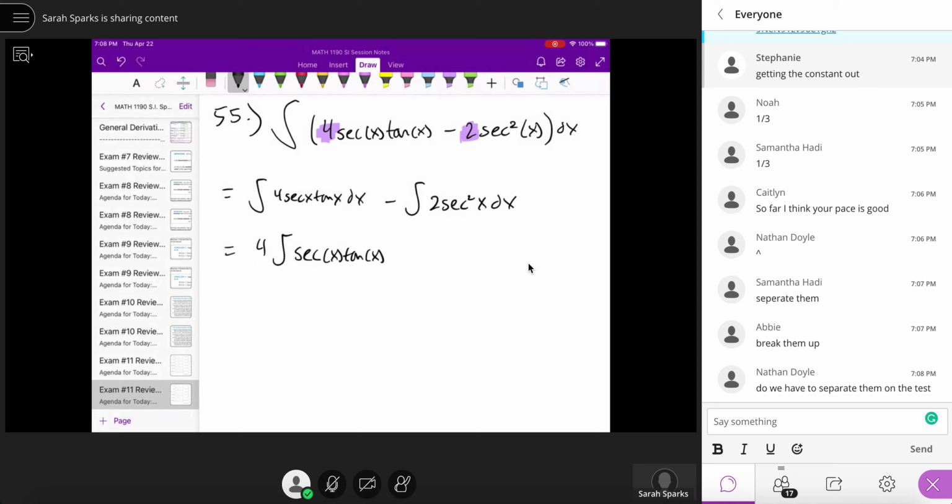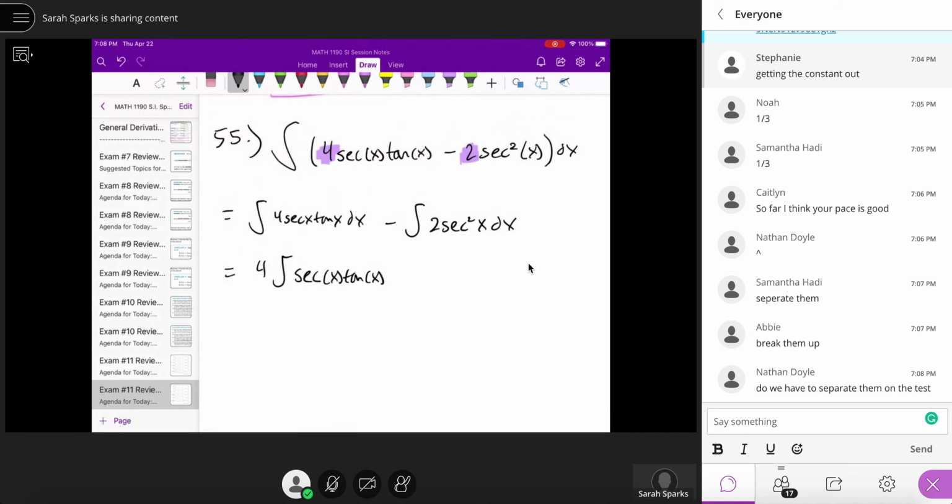You don't have to separate them on the test, but you just have to keep in mind if you didn't do that, because you see that there's a 4 and a 2 there, you could just leave those constants inside, or you could factor out a 2 and then have this become a 2 and this become a 1. Does that make sense, Nathan?